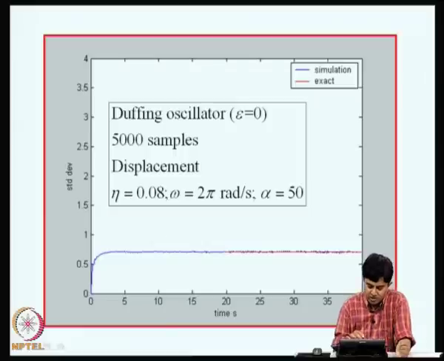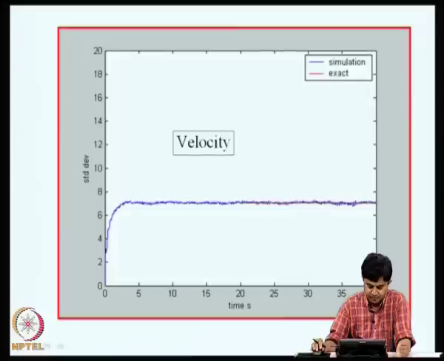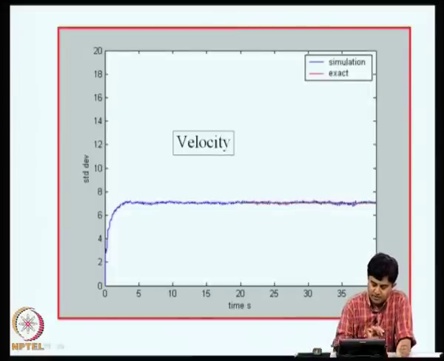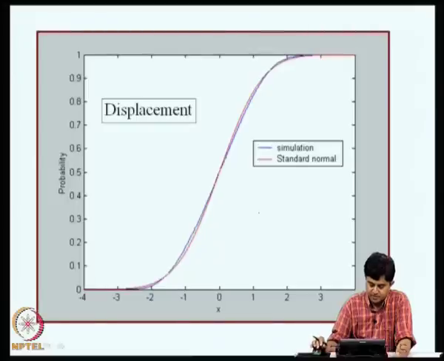This is the displacement response for a Duffing oscillator, and you see here there is a red line and a blue line. The red line is the exact solution using the Markov vector approach, and the blue line is the simulation. You can see that the simulation with 5000 samples matches very well with the exactly known steady state solution. Similarly, this is the solution for the velocity process. Again, there is very good agreement between the exactly known solution and the simulated response.